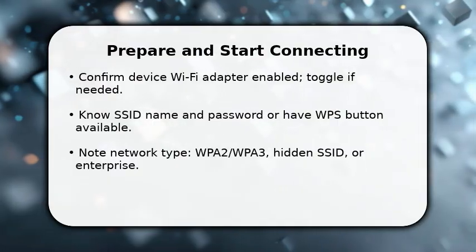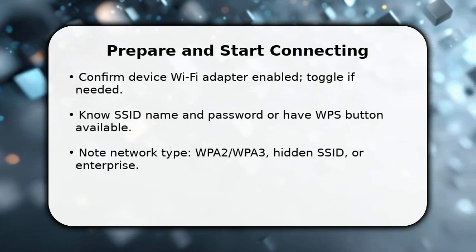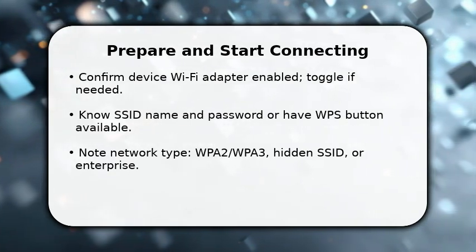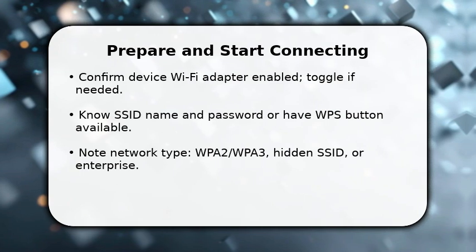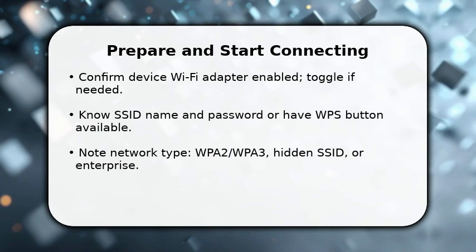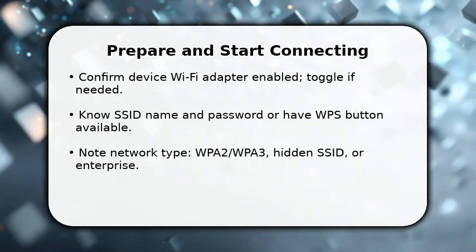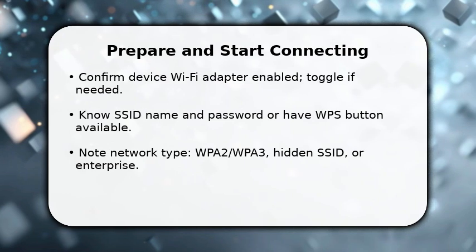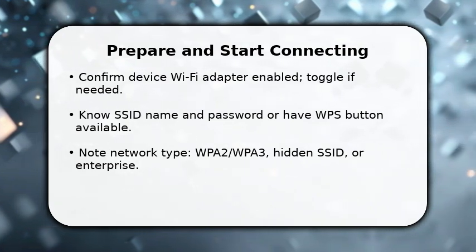You're going to start by enabling the Wi-Fi adapter on your device and locating the SSID you want. Once done, open the Wi-Fi panel and scan for networks. Make sure you recognize the correct SSID and not a similar name. If the network is hidden, select Add Network and enter the SSID exactly.